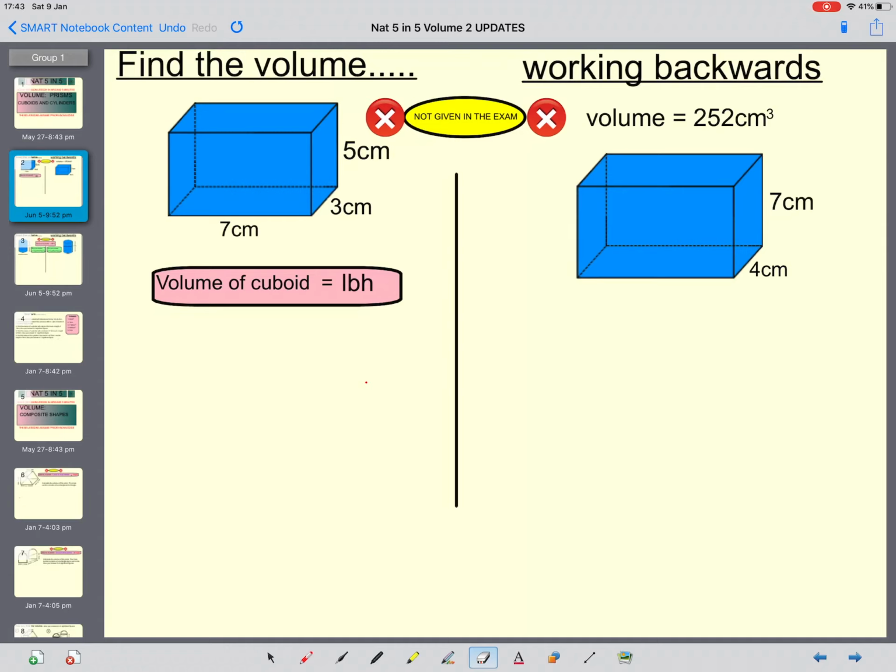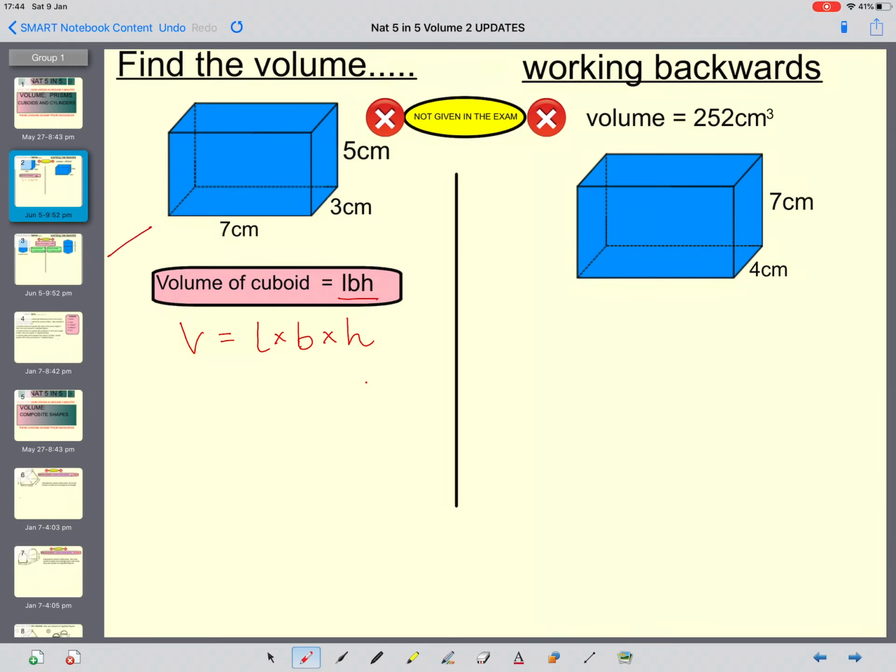Okay, so on the left hand side it says find the volume. You're not given this in the exam, you really need to know that the volume of a cuboid is length times breadth times height, which I have written here. I would just write that out again. You know from your algebra that when letters are written next to each other like that, there is a multiplier or times in between them. So length is multiplied by breadth multiplied by height.